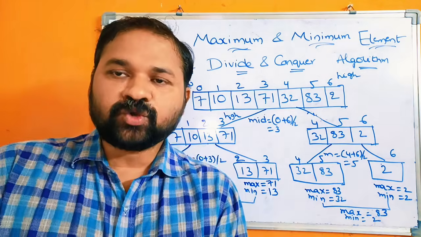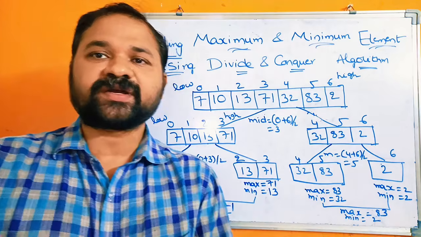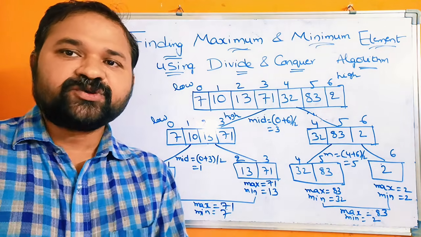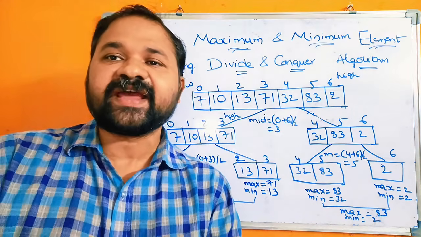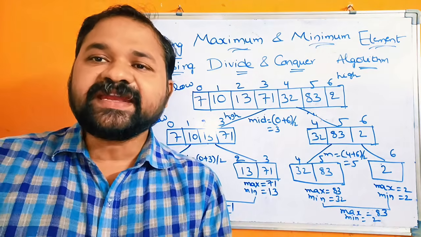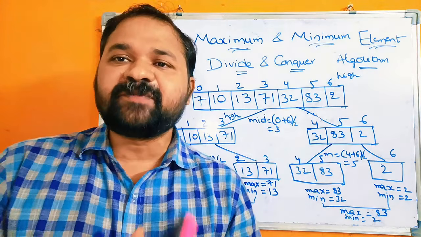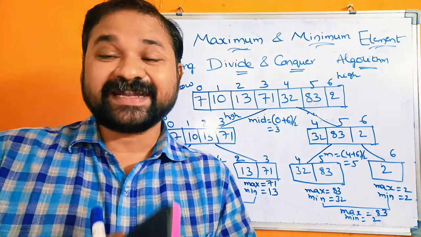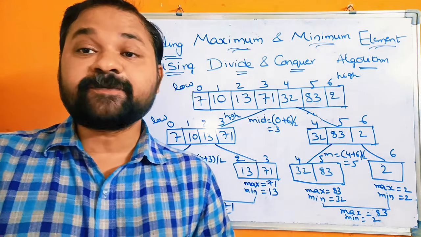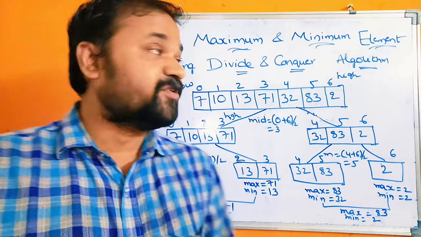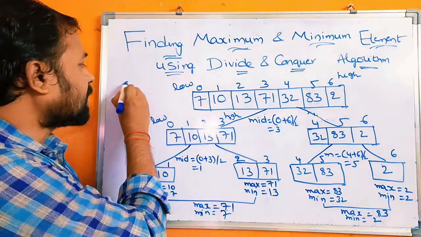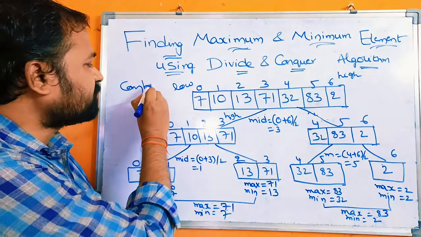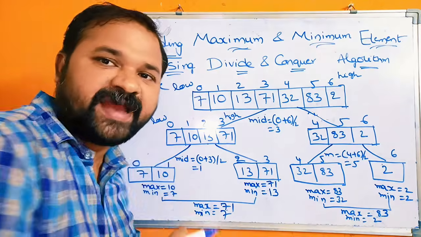In this video, we are going to discuss finding the maximum and minimum element using the divide and conquer algorithm. Divide and conquer algorithm is implemented using three steps. The first step is divide, the second step is conquer, whereas the third step is combine.